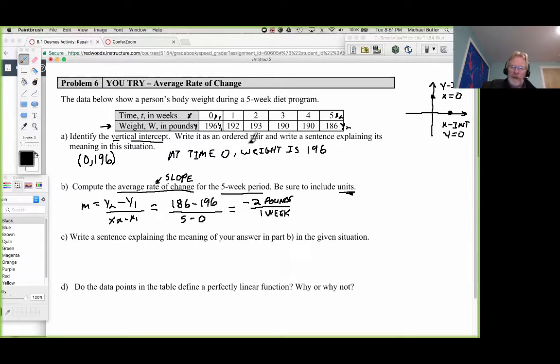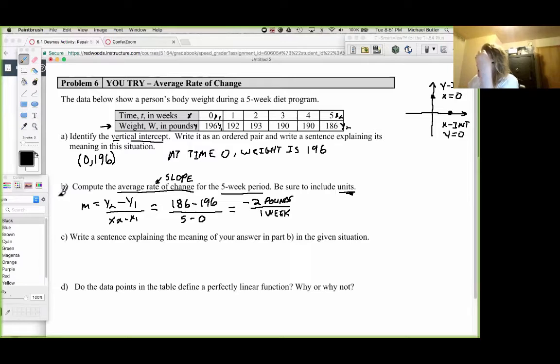And that kind of makes sense. In the first week, they lost 4 pounds, but the next week, they only lost 1 pound, and then between week 3 and 4, nothing. They were holding. Then they got on that exercise bike, and they dropped some more. Okay, so then I have to write a sentence on the other one.